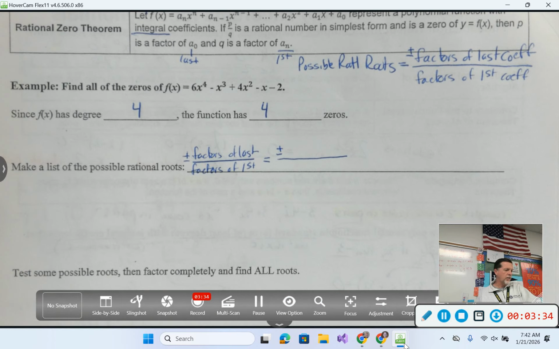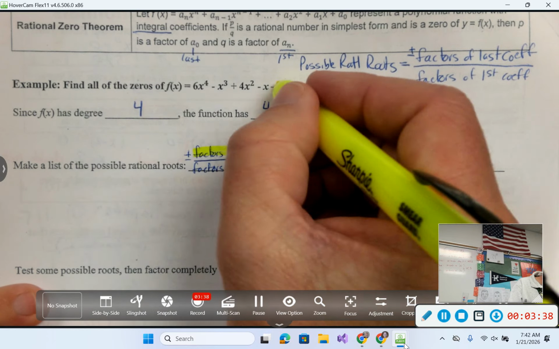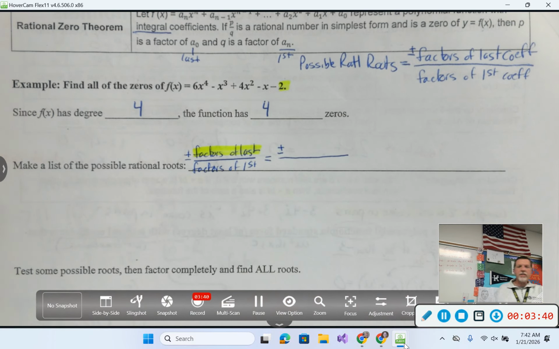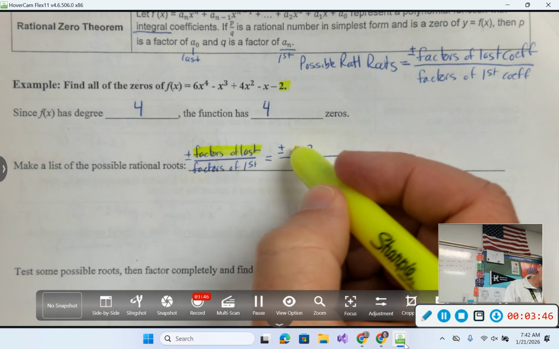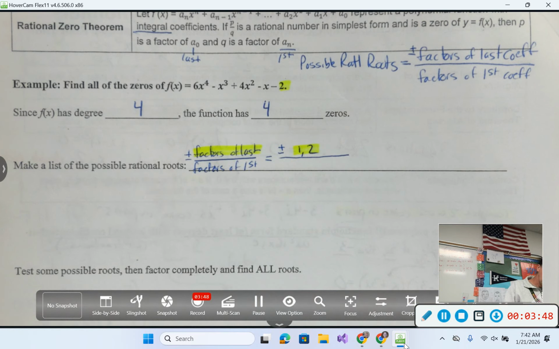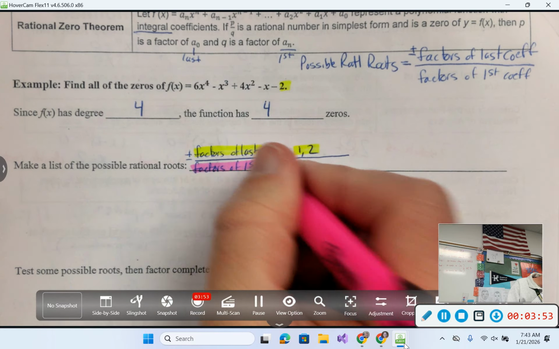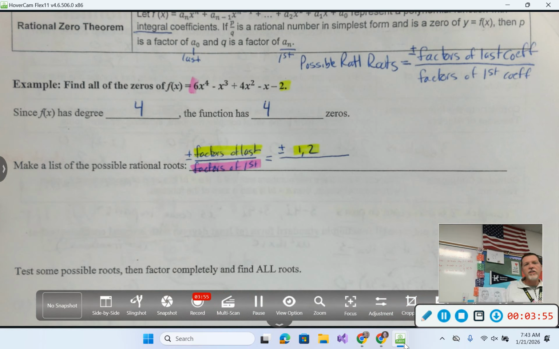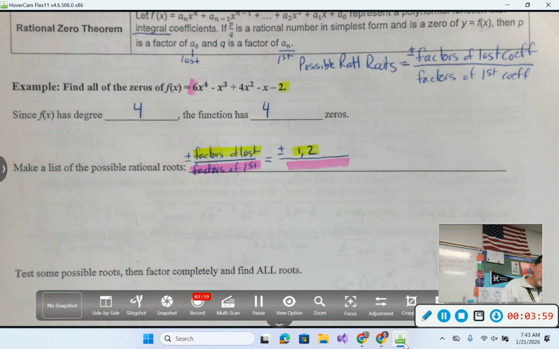Okay, so factors of the last term. The last term is 2. So what are my factors of 2? 1 and 2. My only options there. Factors of the first coefficient. First coefficient is 6. 2, 3, 6, 1 is fine, and you can list them in whatever order you like.